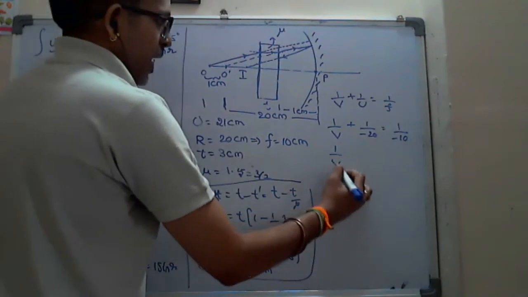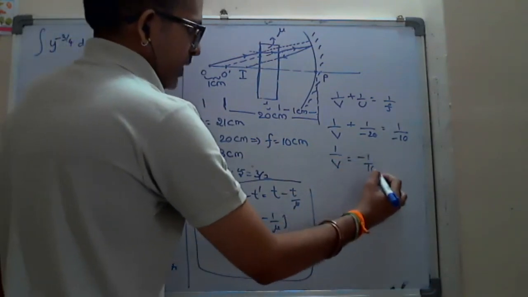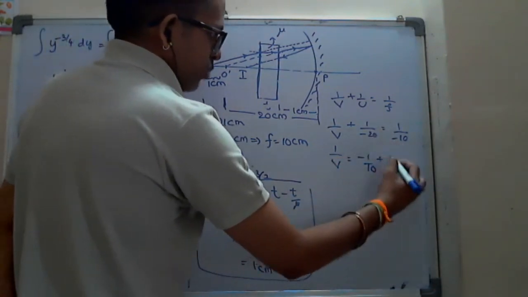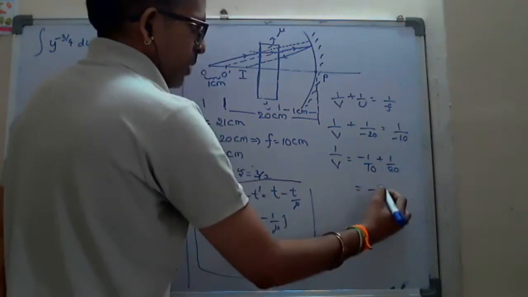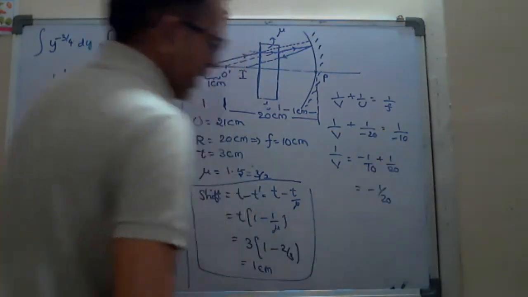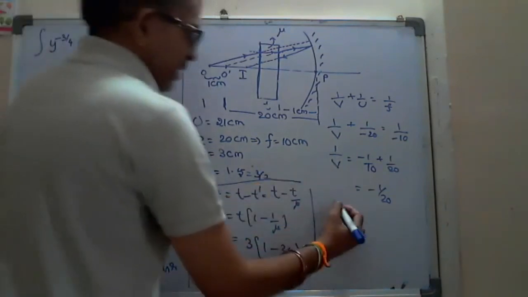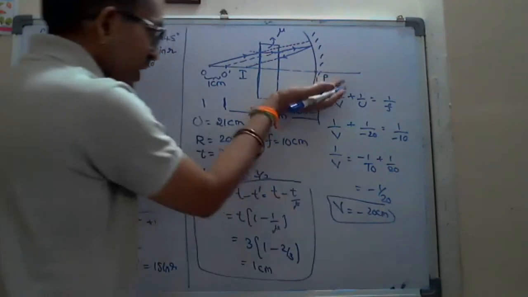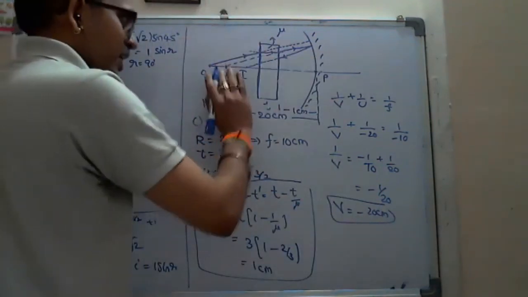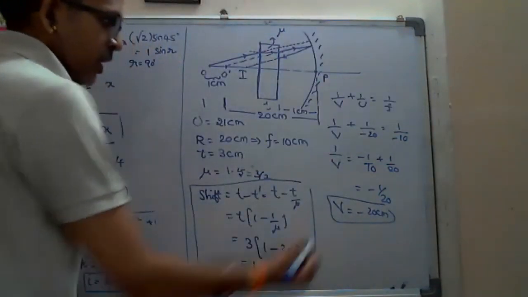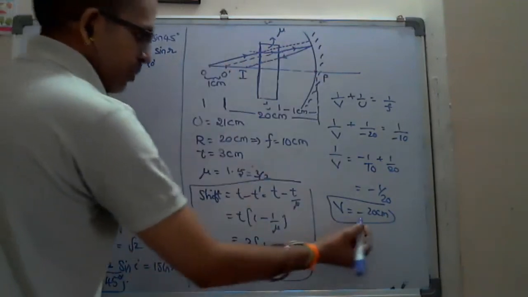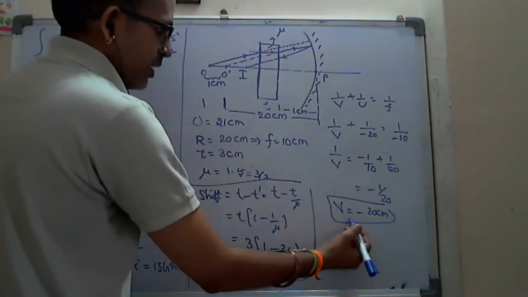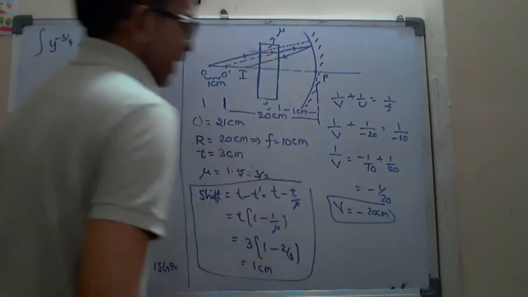So 1 by V I am getting, this is minus 1 by 10, and here this is plus 1 by 20. This will be minus 1 by 20 after taking LCM. So V I am getting minus 20 centimeters. Minus means again the image will be formed on the same side. This is real image, not virtual image. So here on the same side of object I am getting, means left side of the mirror, at a distance of 20 centimeters.